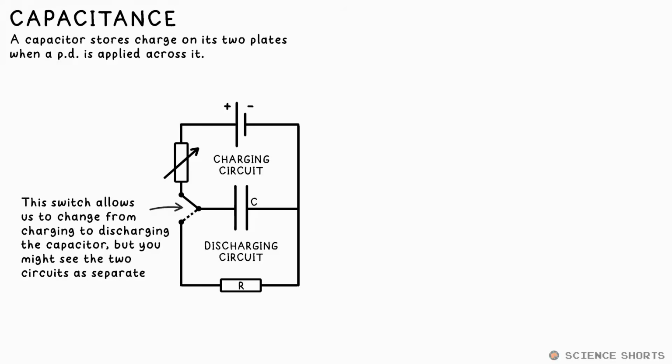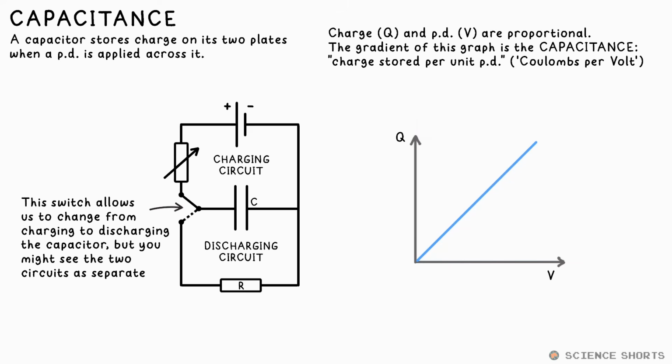A capacitor is a device that stores charge, and therefore energy, if a PD is applied across it. Double V and Q doubles, so they are proportional. The gradient of this graph is the capacitance of the capacitor, which tells you how many coulombs of charge are stored per volt. This has the unit farad. The equation is therefore Q equals VC.